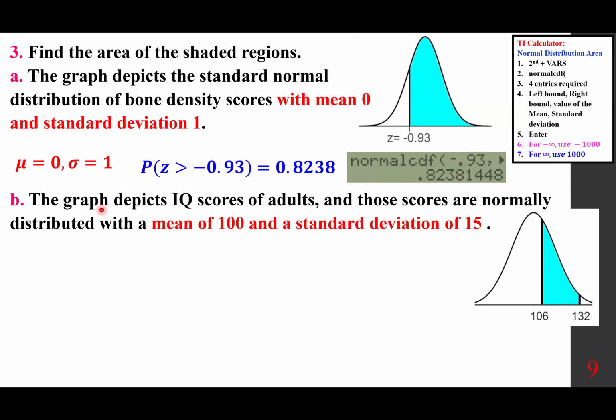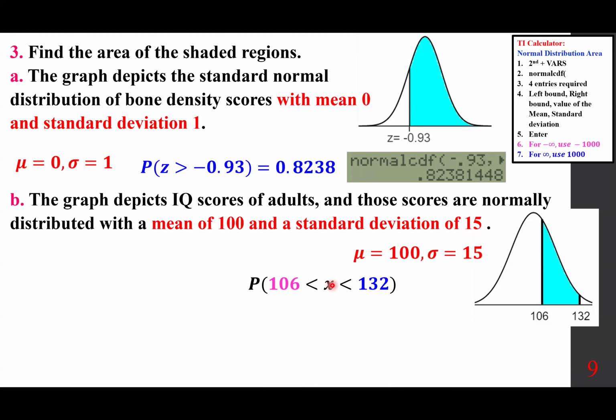So shaded regions, here's the second region. The graph depicts IQ scores of adults, and those scores are normally distributed with a mean of 100 and a standard deviation of 15. And we want the area between the two. First and foremost, let's write the given. Mu is 100, sigma is 15. Always write the given.